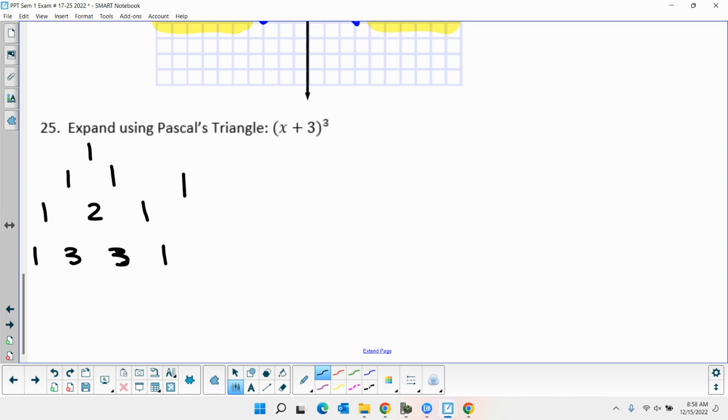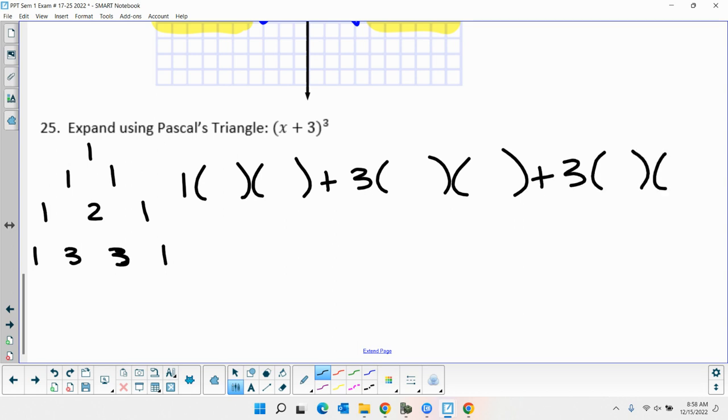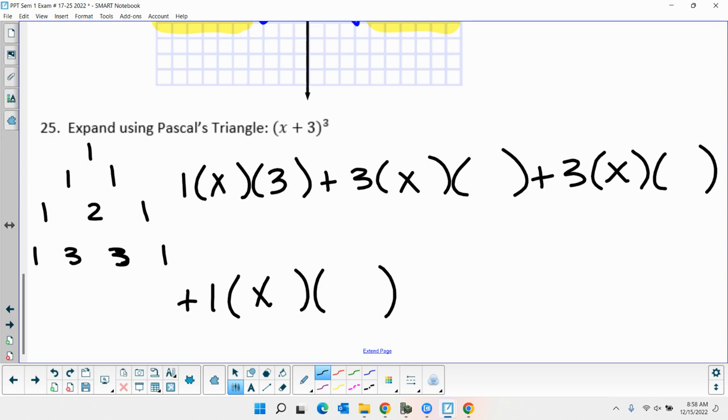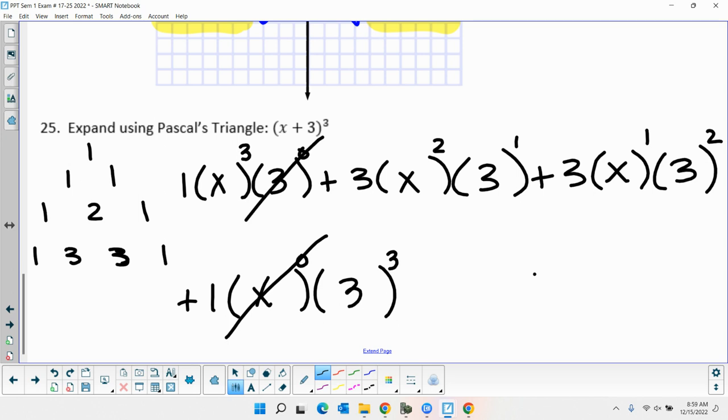So I go 1, 2 sets of parentheses, plus 3, plus 3, plus 1. X goes in the first parenthesis, 3 goes in the back one, and the first parenthesis starts with 3, goes down by 1s, all the way to 0. The second one starts at 0 and goes up by 1s to 3. The 0 powers, I told you can not worry about.